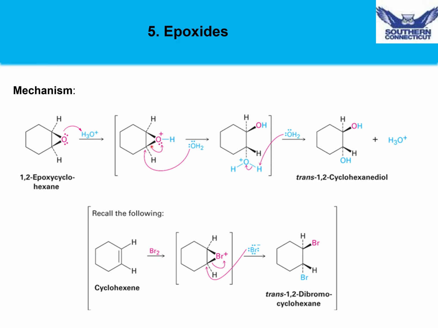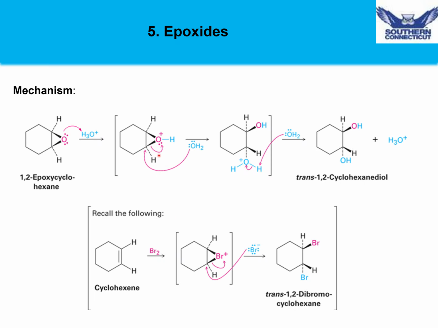In the same step, the bond between carbon and the oxygen will break and the electrons will be sent to the oxygen to eliminate the positive charge on the oxygen. In the next step, water or another base will remove a hydrogen from the water molecule that added to open up the epoxide, and that will result in a trans 1,2-diol.